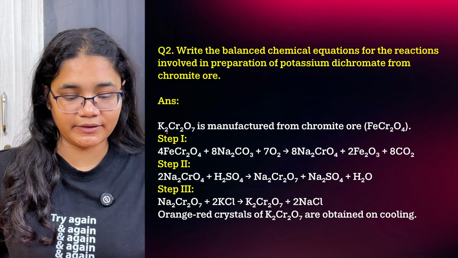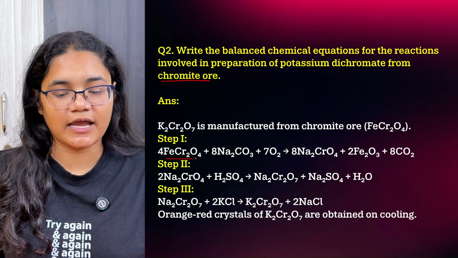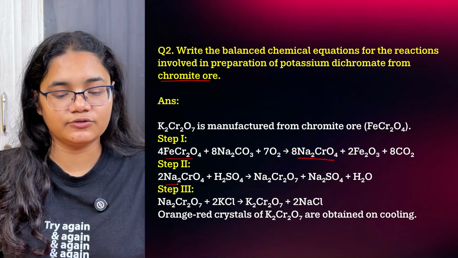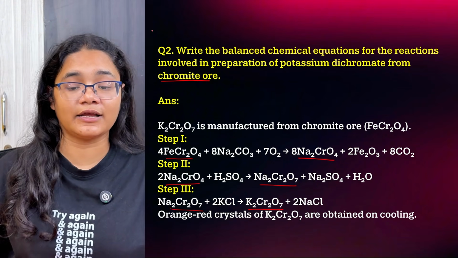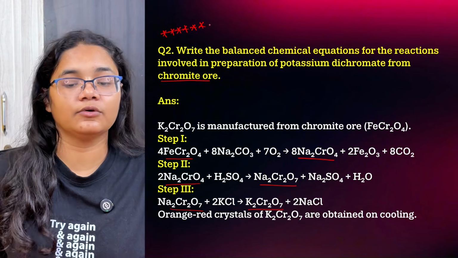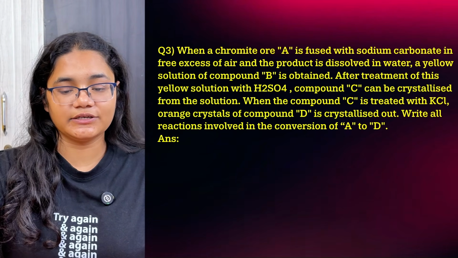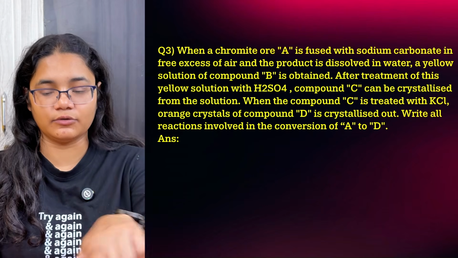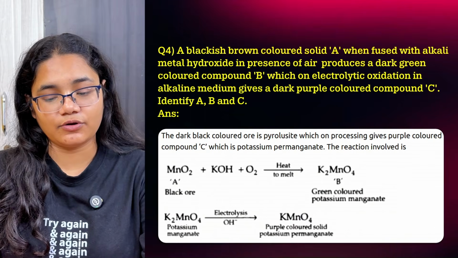Next is the balanced equation for the preparation of K2Cr2O7. So first iron chromate is converted to sodium chromate, then sodium chromate is converted to sodium dichromate, then sodium dichromate is converted to potassium dichromate. This is one of the most important questions. Okay, so you have to prepare these reactions with the balancing. Next, the question can also be asked in the form of a word problem, then also the answer remains the same. Next is the preparation of KMnO4.